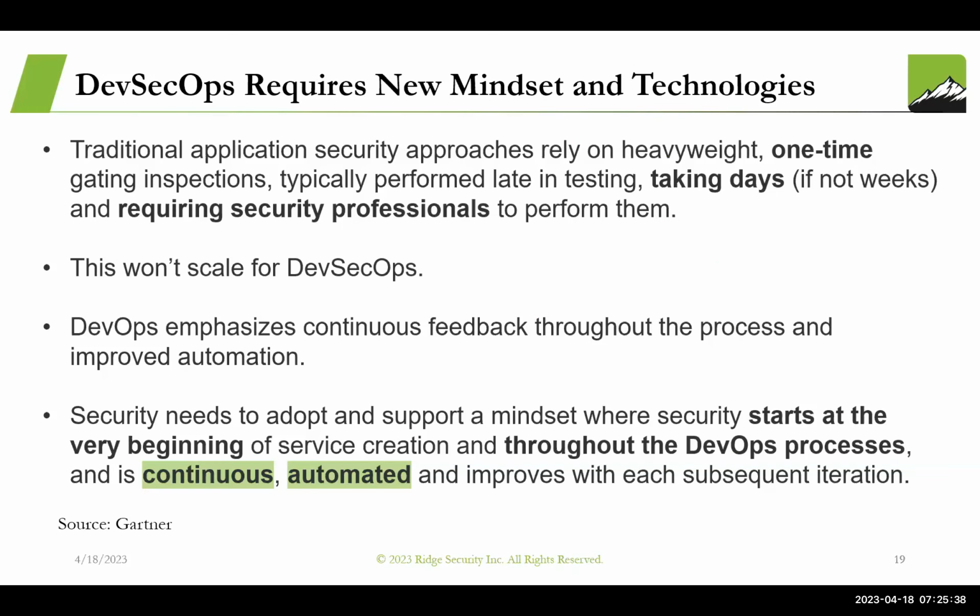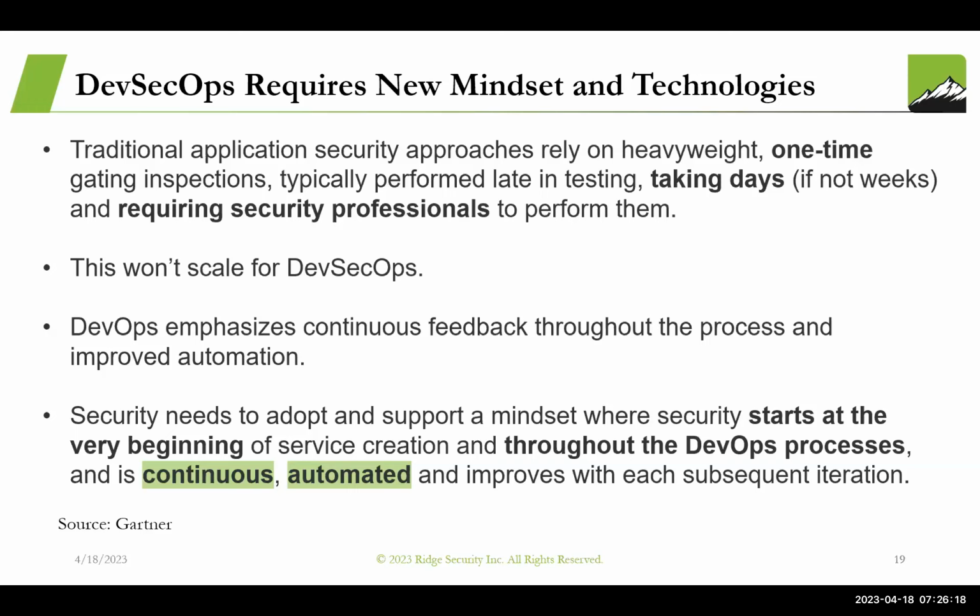So Gartner actually captures the required mindset and technologies for DevSecOps very clearly. So I just want to read a few key bullet points verbatim, and then we will respond to each afterwards. So traditional application security approaches rely on heavyweight, one-time gating inspections, typically performed late in testing, taking days, if not weeks, and requiring security professionals to perform them. Now, notice that here I've made some keywords bold and some of them highlighted. So that is from me, not from Gartner.